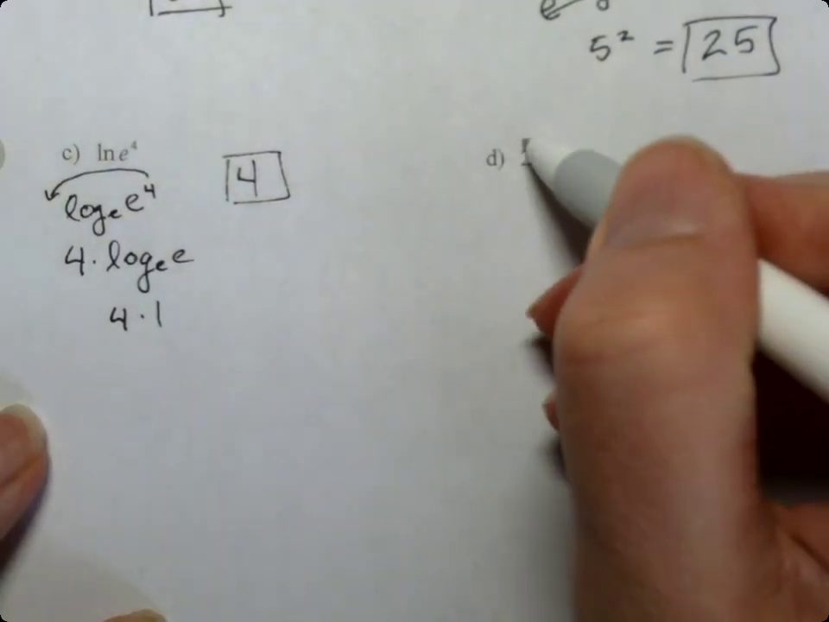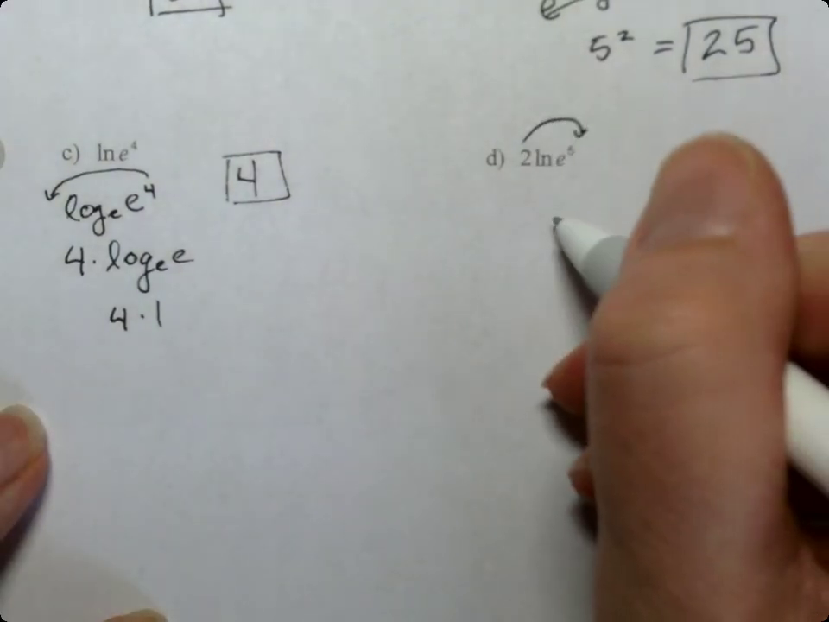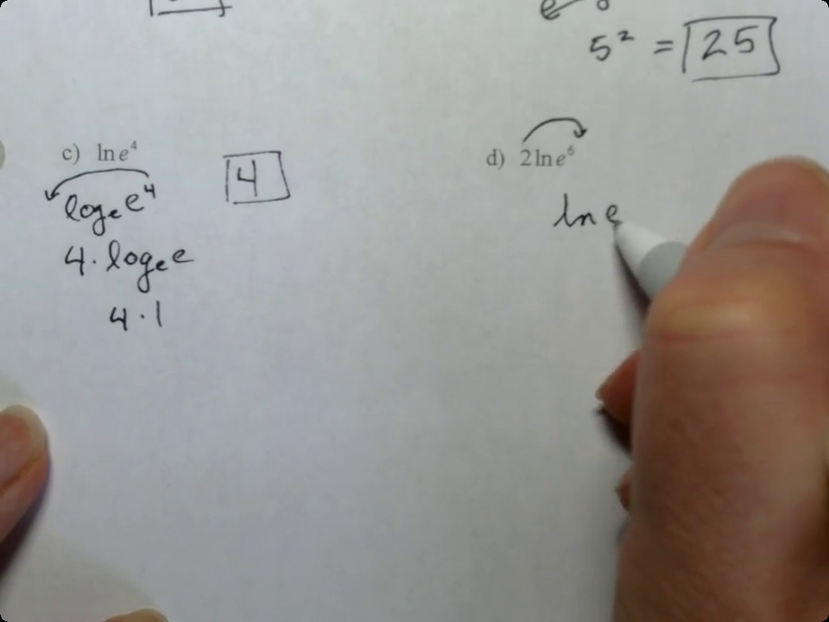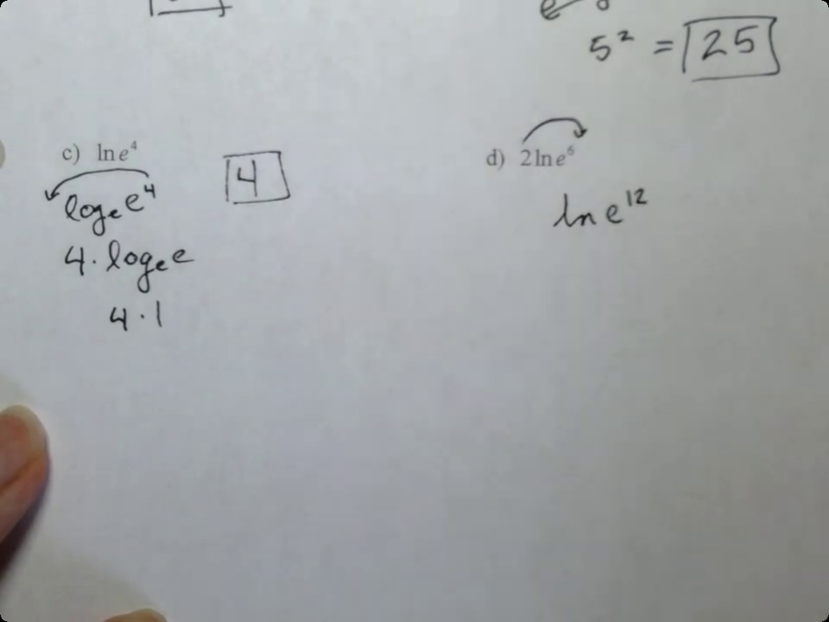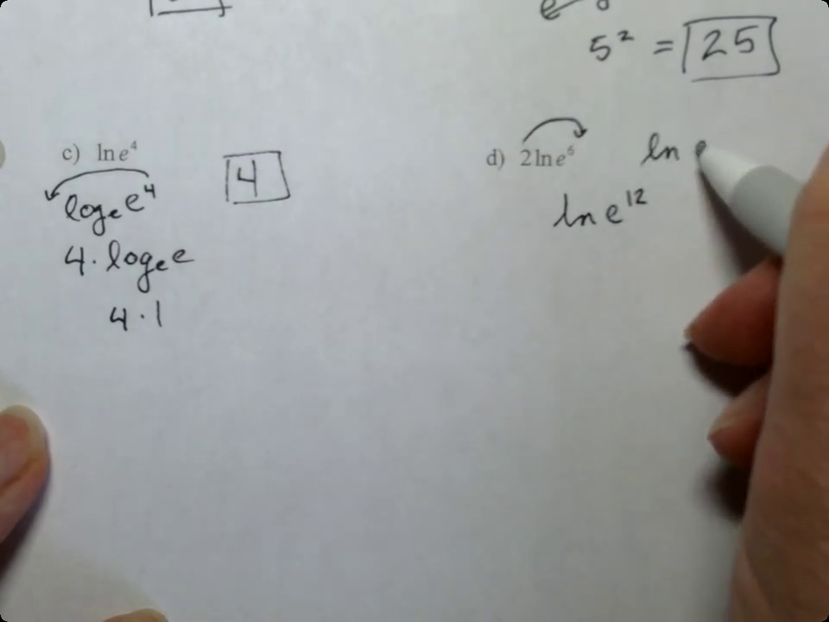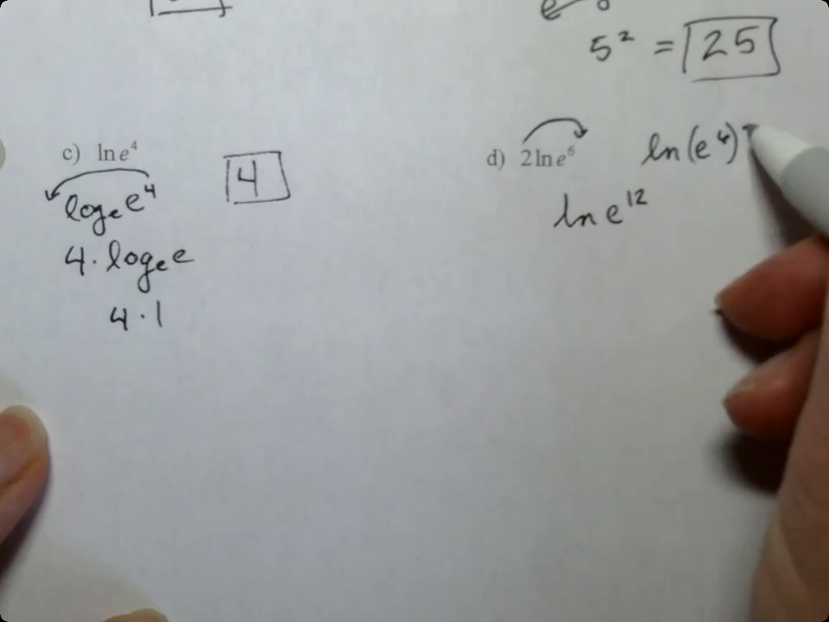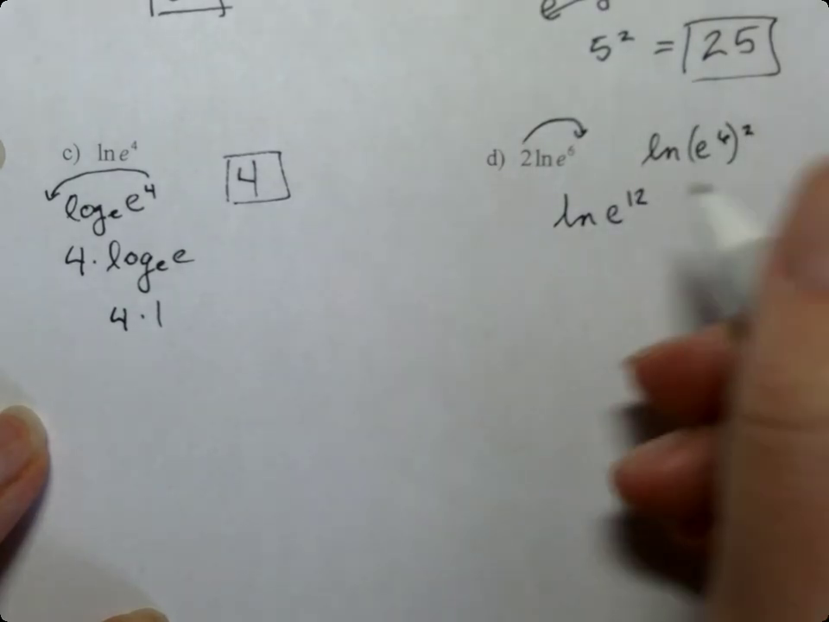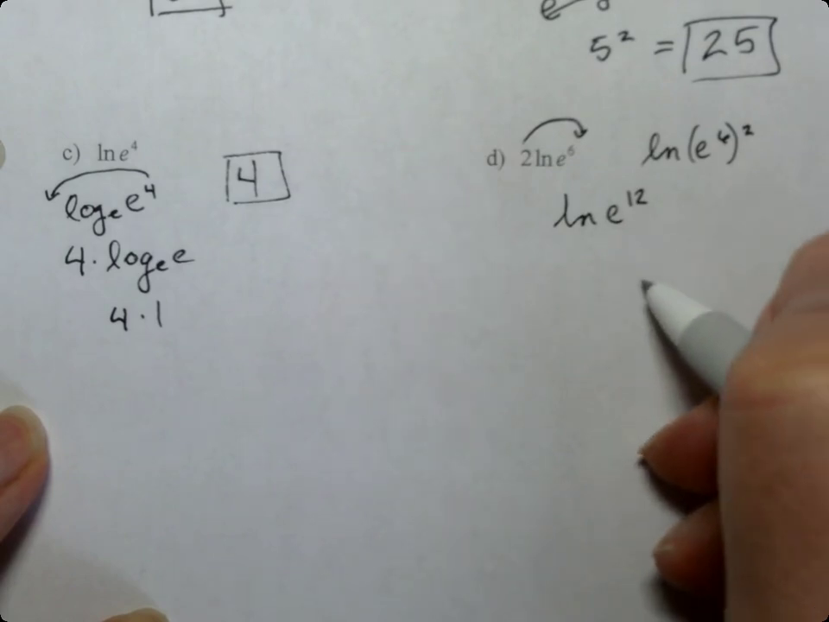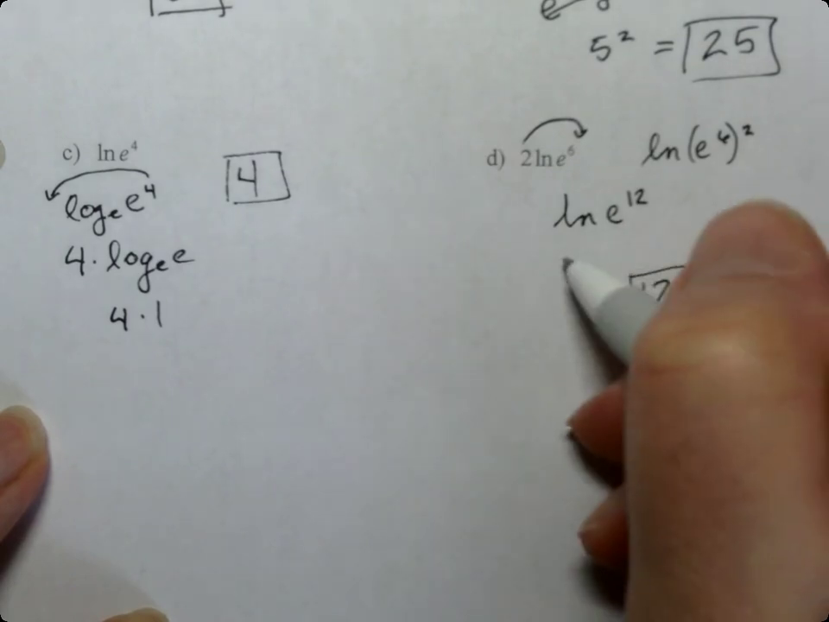All right, now, when you do this one, here we brought the power out front. Here, I'm going to bring that power back up so I could do it that way and write it as the natural log of e to the 12th. Why is it to the 12th? Because that'd be the natural log of e to the 6th to the 2nd, and a power to power multiply. And natural log of e to the 12th is just 12. So that's one way to do it.